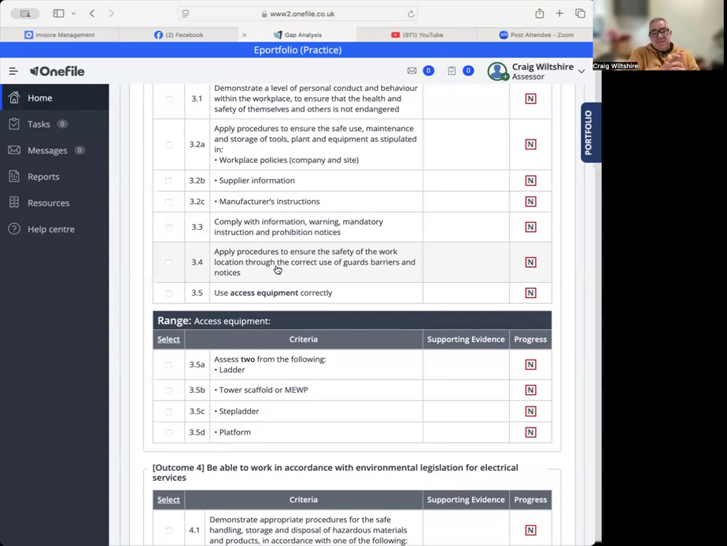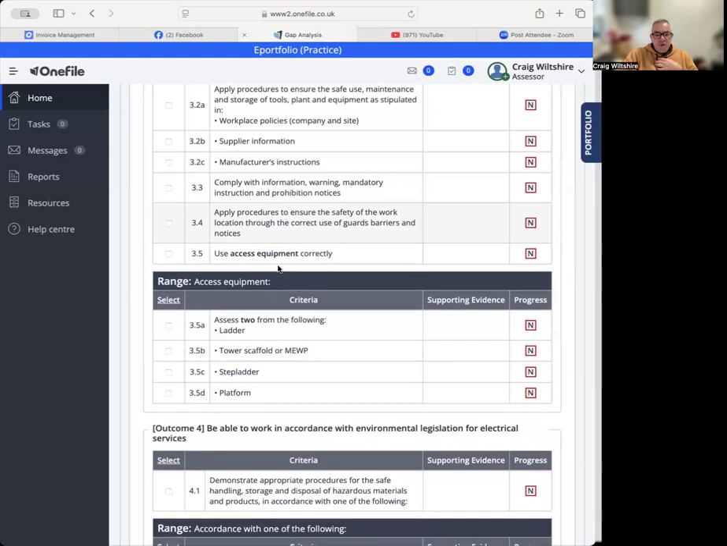So it needs to comply with CDM regs 2015. Every site, domestic or commercial, is a building site while we're working there, whether that's for 1 minute or 10 years. So barriers, guards, warning notices, fire exit signs, all that type of stuff you want to have available for your photographs, for your videos, and for your on-site assessments.